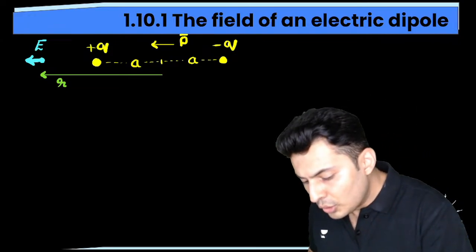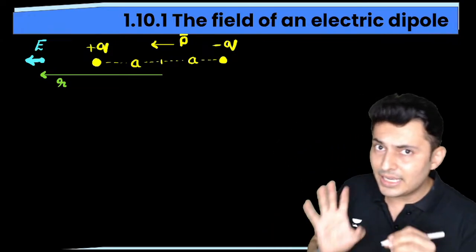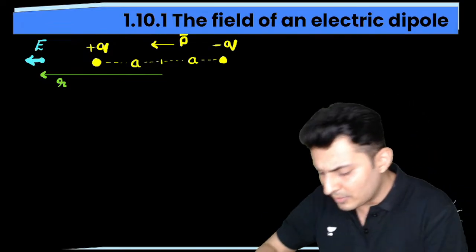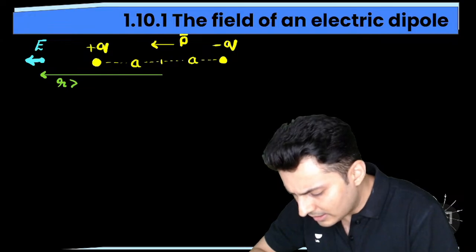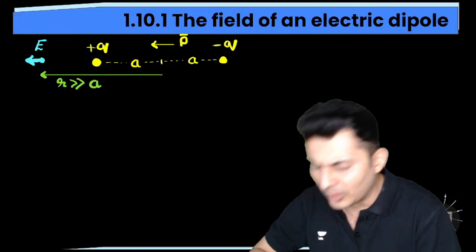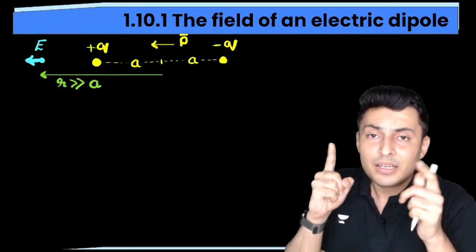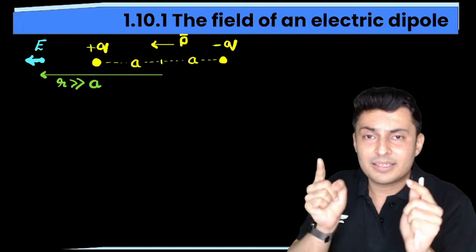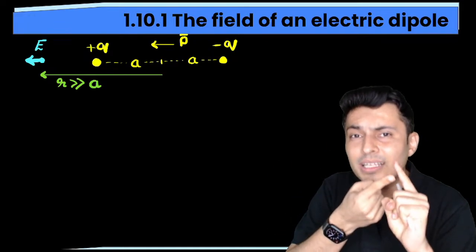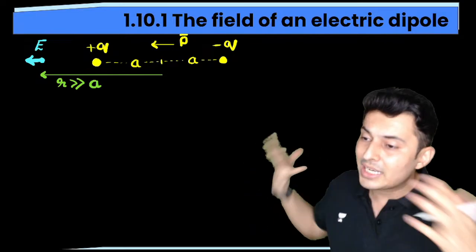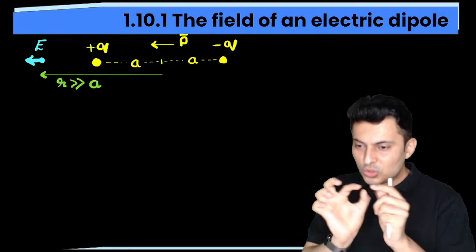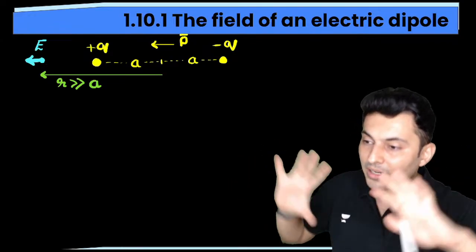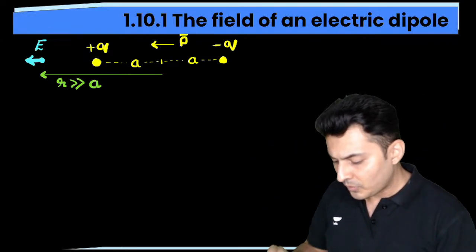Now, for finding the electric field on the axial position, R is much, much larger, by the way. R is very large because generally the value of A is very, very small. Remember, when I defined the dipole, I said the length of the dipole is generally very small. So R is much larger. If A is 1 millimeter, R will be 100 centimeter. They can't be compared; they are very, very far apart.